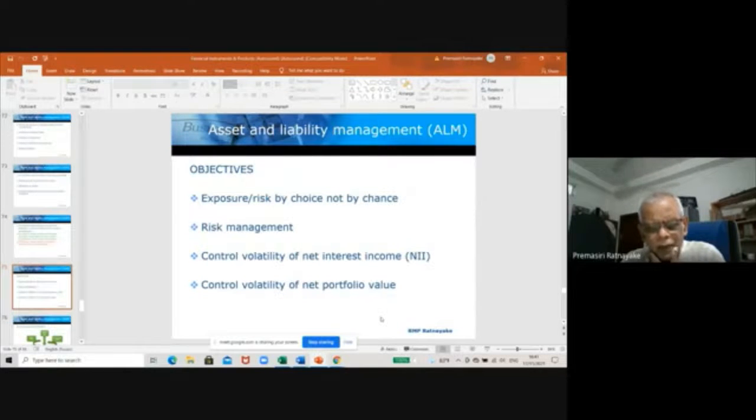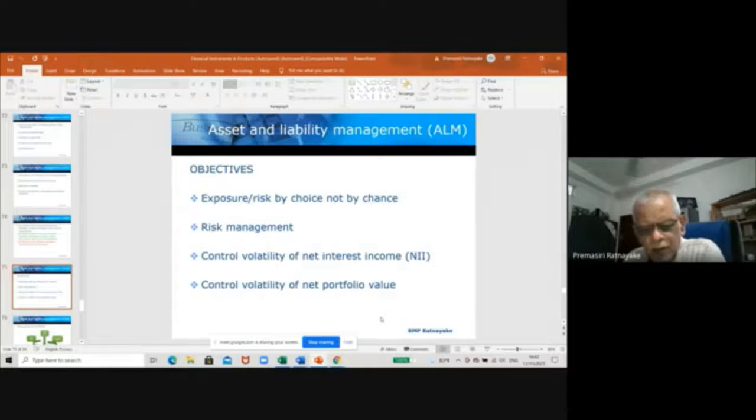Objectives of asset liability management. Exposure to risk by choice, not by chance. One of the objectives is that your institution would be exposed to risk by a selection criteria, not by chance. The exposures are acquired by choice, by a selection process. They are not ordinarily created as such. So that is one of the objectives.